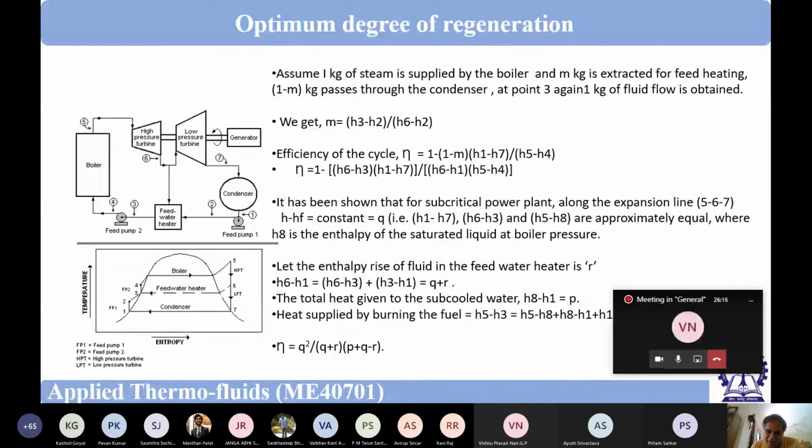And in this case, we have not considered ideal regeneration. We have considered a finite number of regeneration, but all the processes are ideal. Please try to understand the difference between these two.